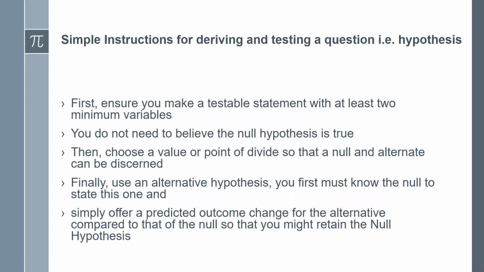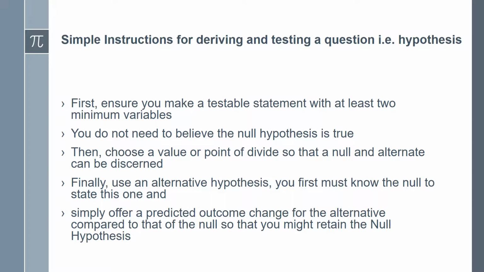So now we'll look at some simple instructions for deriving and testing a question. First, we need to ensure you make a testable statement with at least two variables. Remember, variables are anything that varies and can be things like units, so height in inches and feet, or even miles per gallon. They can also include things like motivations. Remember, you don't need to believe in your null hypothesis.